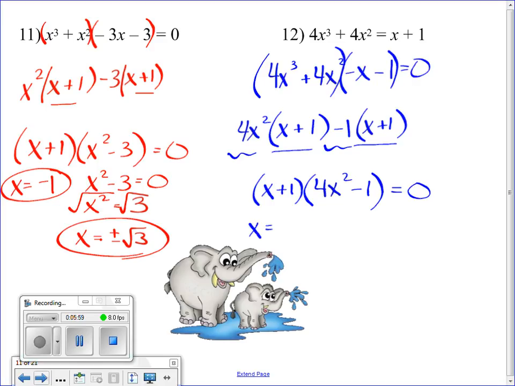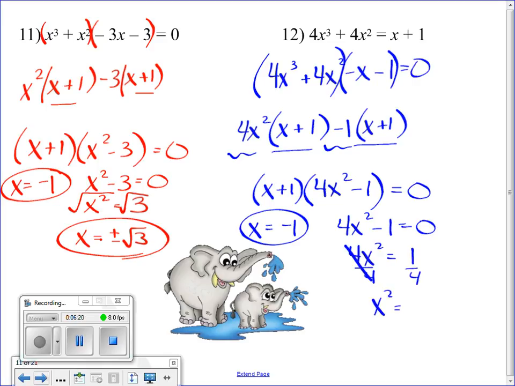So x equals -1. This one I may have to do a little work to. Right? I'm not going to divide the 4 first. Add the 1. And then divide by 4. So x squared equals 1/4.